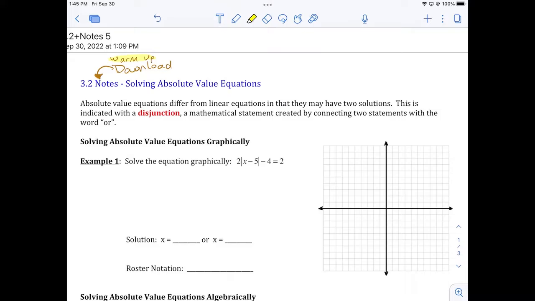So the reason we have to have two separate equations when we're solving absolute value equations is because the thing inside of it could be positive or negative, right? Because once you take the absolute value, of course, it's positive, but if it's inside there, it could be positive or negative. The absolute value of -5 is the same as the absolute value of 5. There's two values. So let's do this graphically.